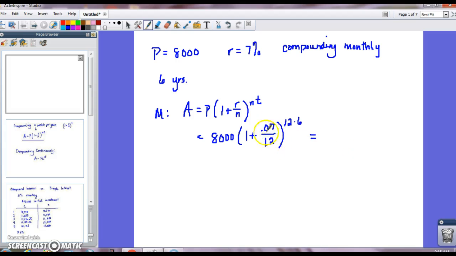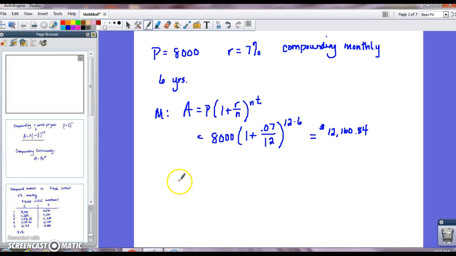Okay, so that's what you would be plugging into your formula. Make sure when you put this in your calculator, you're careful that you follow order of operations. You do 0.07 divided by 12 first, then add the 1 to it. Okay, and then you can raise that to the 72nd power. 12 times 6 is 72. Okay, and then multiply that by 8,000. So make sure you follow order of operations. This comes out to be $12,160.84.